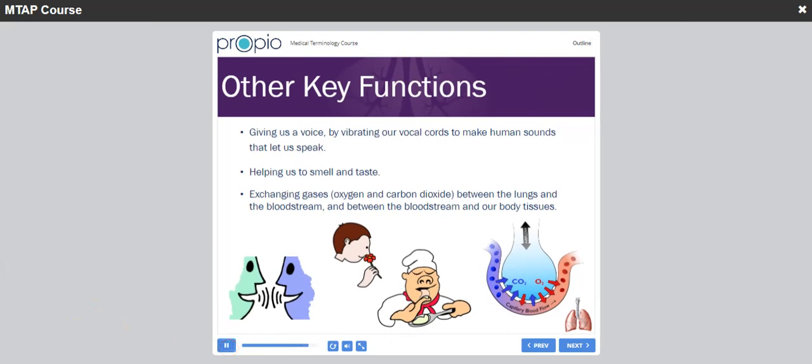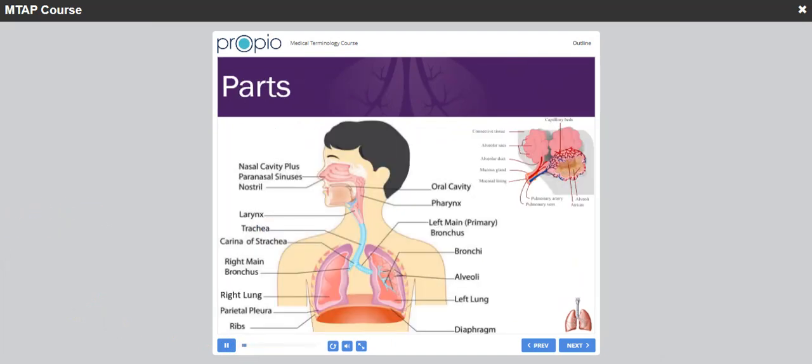Here are the essential parts of the respiratory system: lungs, airways, linked blood vessels, muscles, nasal cavity, nose, sinuses, pharynx, larynx, trachea, bronchi, bronchioles, alveoli, capillaries, diaphragm, pleura, thorax. Now let's talk about these parts in detail.